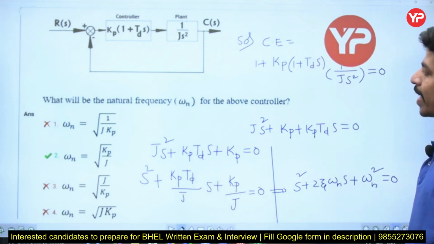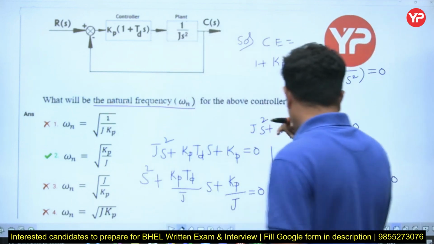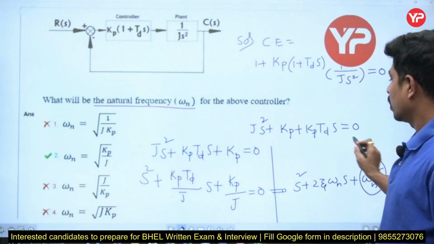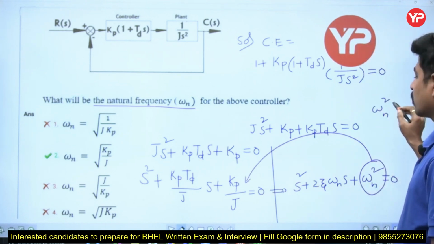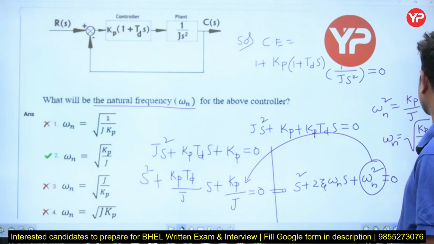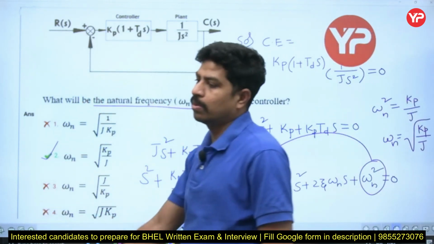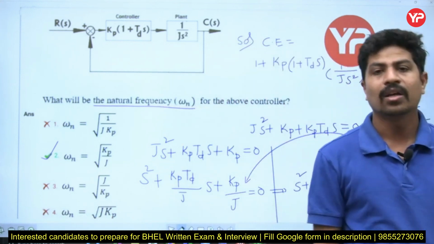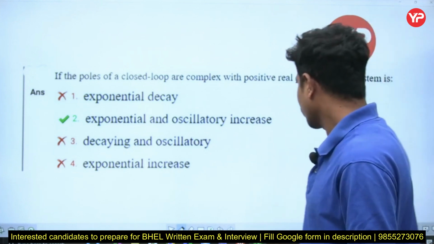Now he is asking for the natural frequency of oscillations, or simply natural frequency omega n. Now this is compared with this one. From that what we get is omega n square is equal to Kp by J. So omega n is equal to under root of Kp by J. Option 2 is perfectly suitable for the given question, right? All these are previously asked BHEL examination questions, right?